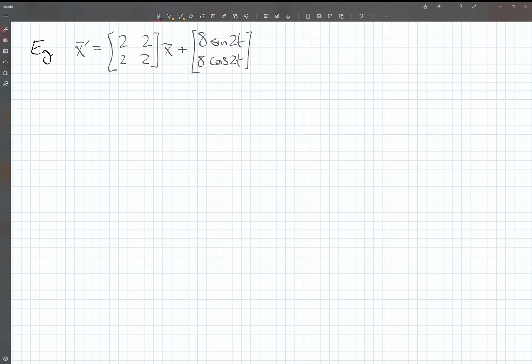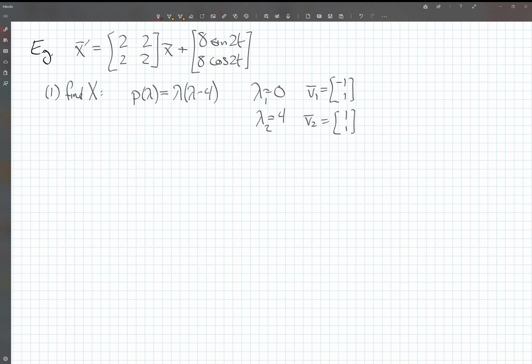The first thing we have to do is solve the associated homogeneous problem to find the fundamental matrix x. To do that, we have to find the eigenvalues and eigenvectors of the coefficient matrix, and then our solutions are given by doing e to the eigenvalue times that eigenvector. There you go. We found our two solutions. So what's x? We just throw our solutions into a matrix.